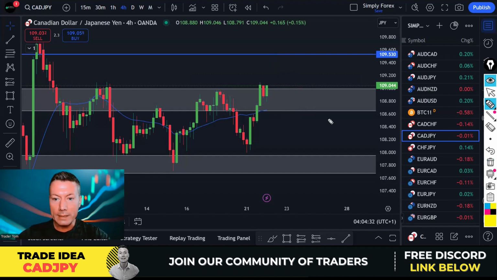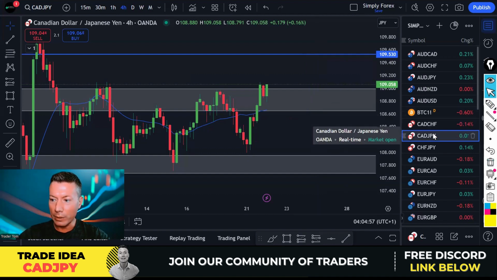But what I do want to see is a retrace, perhaps a retrace back to this level through here. Yeah, moving average 20, right? And then I can start buying this pair because this represents value. I can put my stop loss below here and I've got plenty of room to move into as well. All right, so CAD yen, that's how I'm going to roll with that trade.